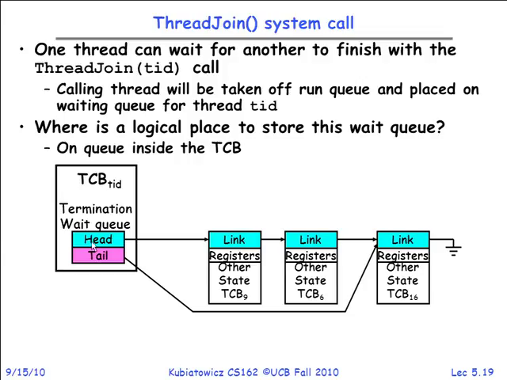Okay, any questions on what join means here? Does that make sense to everybody? So here's an example of a wait queue that's not even kind of in the kernel proper, so to speak. It's actually in the TCB. I mean, that's in the kernel, but in principle, every thread can have its own wait queue of people waiting for it.